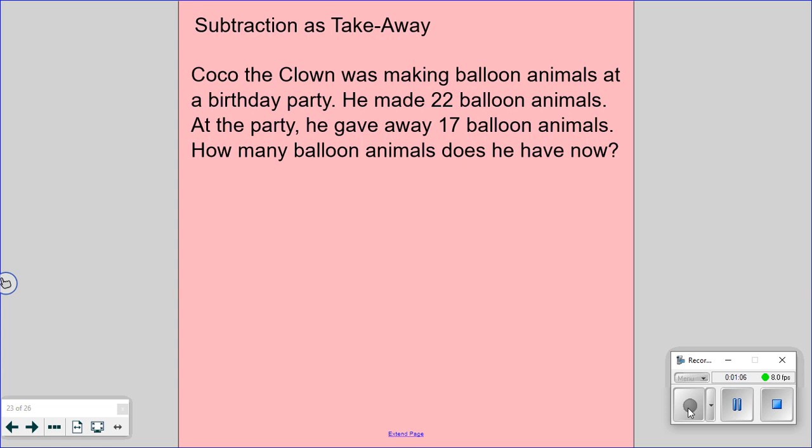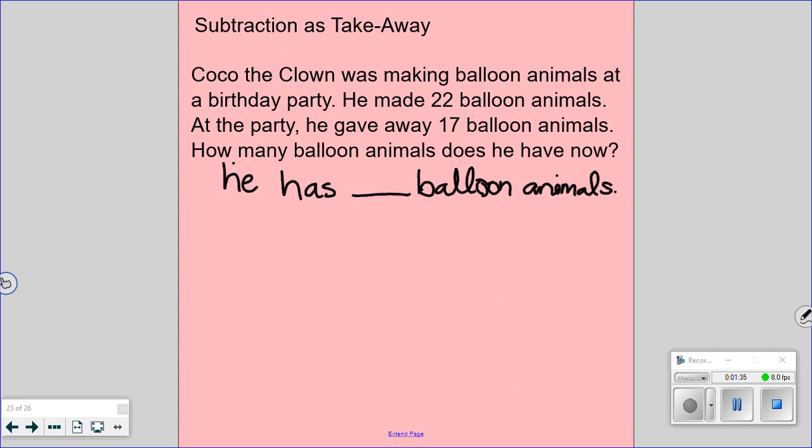What am I counting in this problem? Penelope? I'm counting balloon animals. So my answer sentence is going to say, he has blank balloon animals. There's my answer sentence. He has blank balloon animals. Penelope told us that we're counting balloon animals.